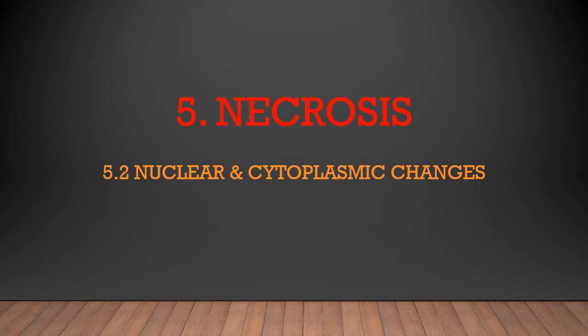In degeneration, only cytoplasmic changes are seen and the nucleus remains unaffected in early cases. But in necrosis, the nuclear changes are seen. But what are the nuclear changes? Nuclear changes are also known as light microscopic changes. So we are going to discuss nuclear and cytoplasmic changes in necrosis.